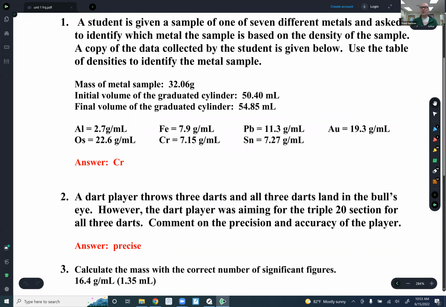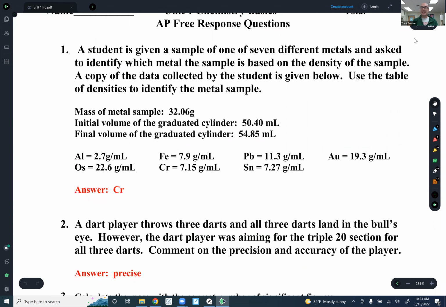All right, so question number 1. It is saying that we have 7 different metals and asks us to identify which metal it is based on densities. Use the table of densities to identify it. All right, so what we have here is some unknown metal.